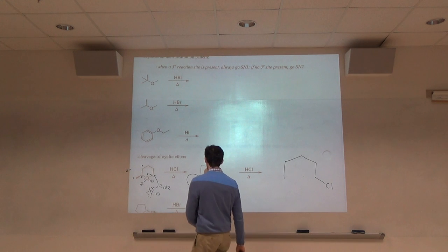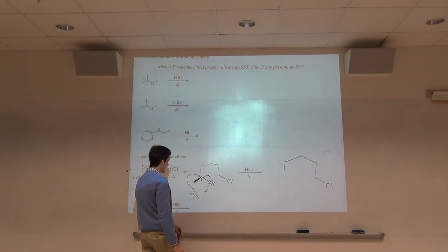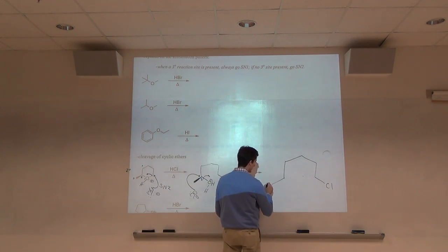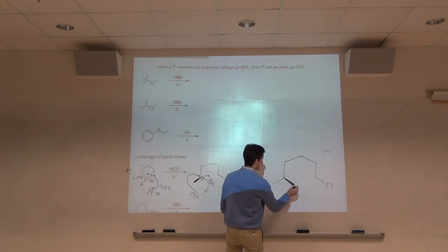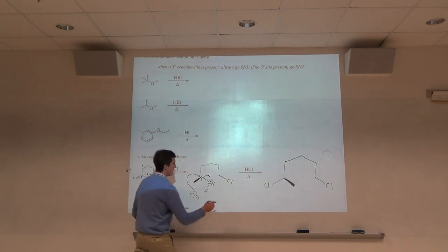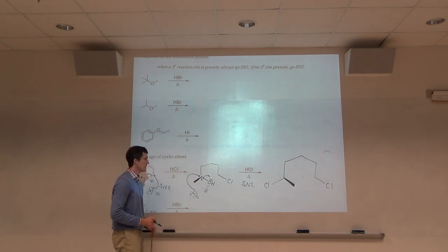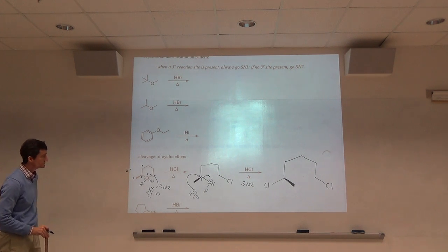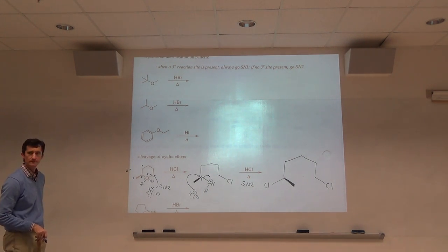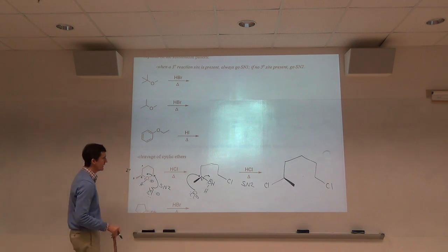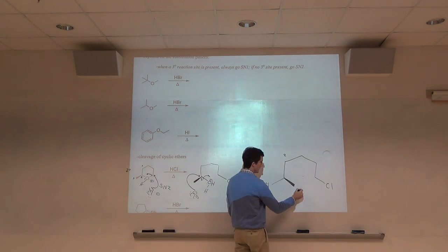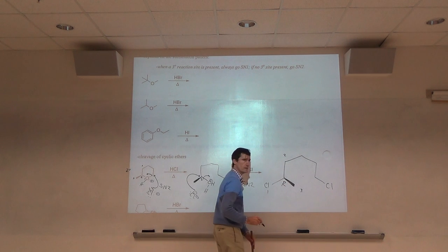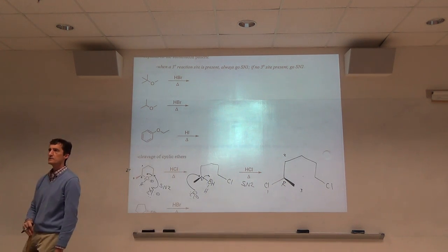We got to draw, probably draw that with the chlorine there and the methyl like this. I don't know, is that right? SN2. Is that right? Stereochemistry? That's S. What is this? 1, 2, 3, H in the back. R? Yeah. Inversion? SN2 gives inversion.